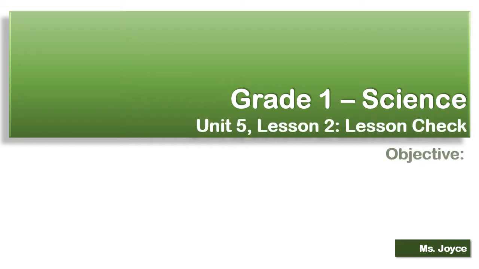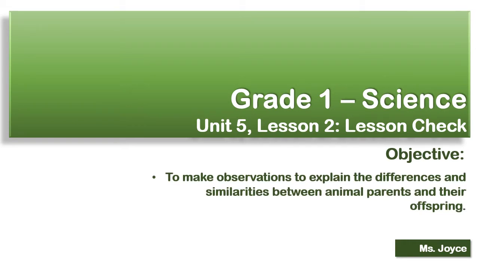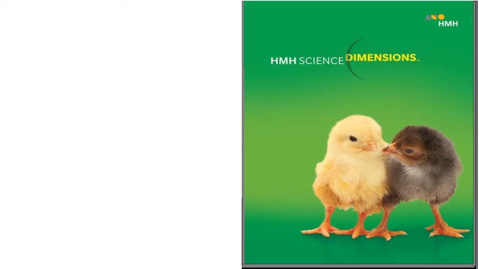Our objective is to make observations to explain the differences and similarities between animal parents and their offspring. Prepare your book as we start the discussion and turn to page 251.